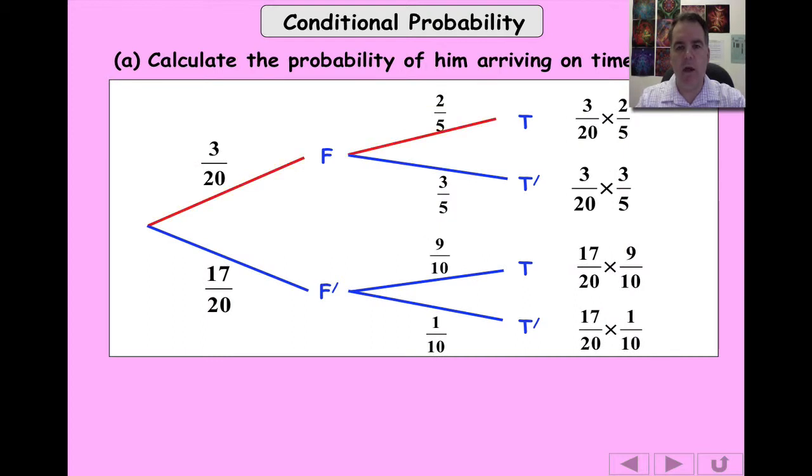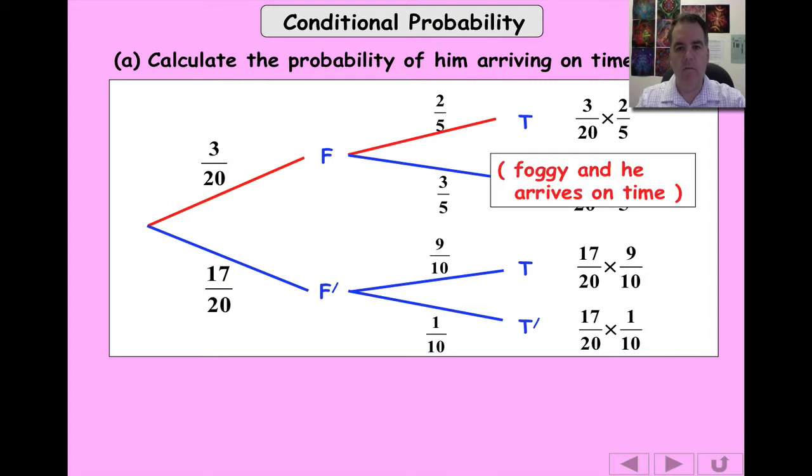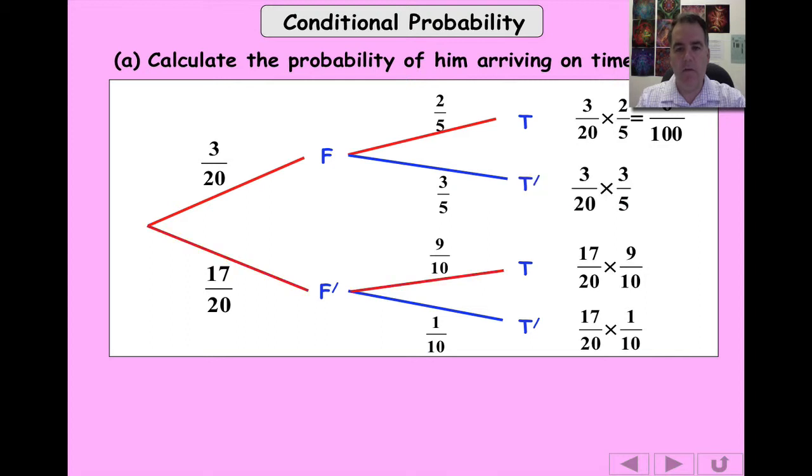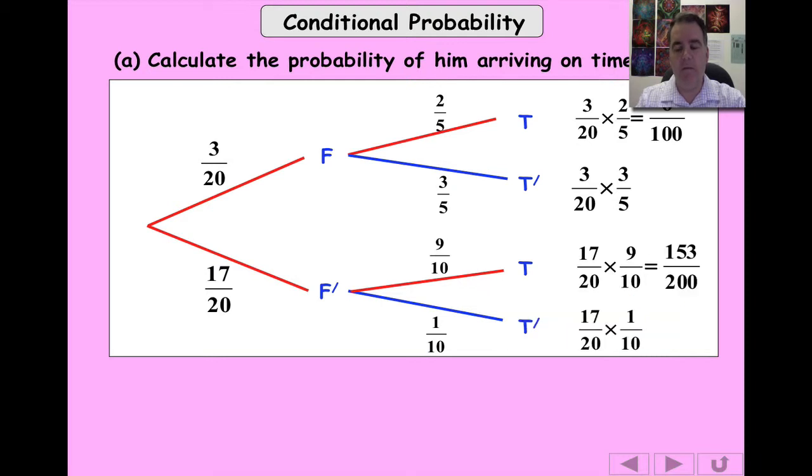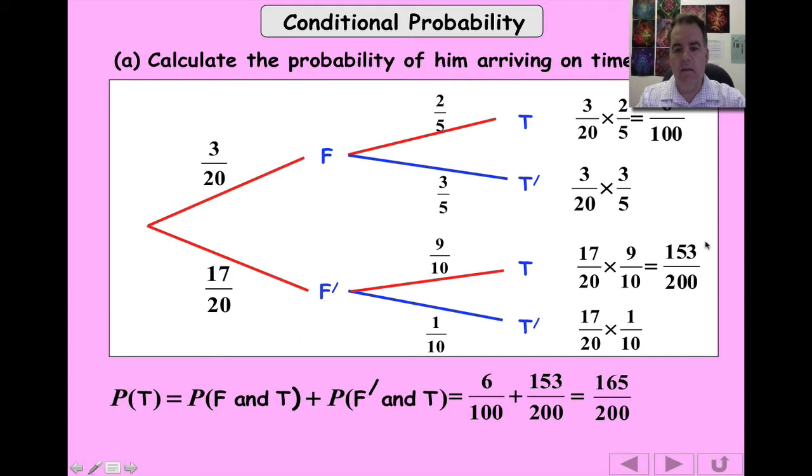I can see 2 branches that show him arriving on time. That branch there, in other words, that it's foggy and he arrives on time, and that probability is 6 out of 100, or the branch where it's not foggy and he still arrives on time. Multiply those out, which gives me 153 over 200. So the probability that he arrives on time, we've got to add these two probabilities together, which we would do on our calculator, giving us 165 over 200, or 33 over 40 as a fraction. And you can give it as a decimal as well.